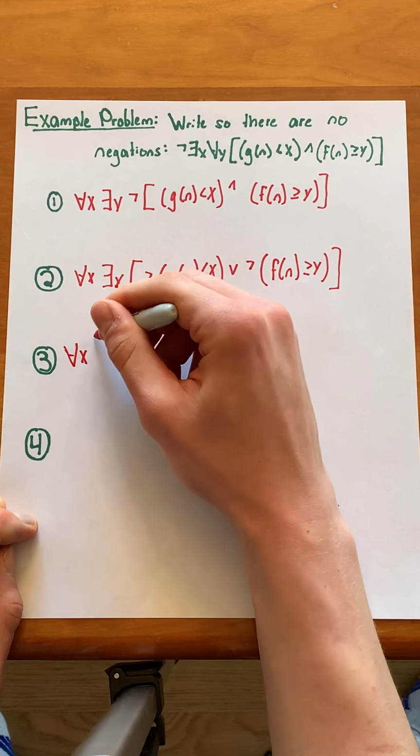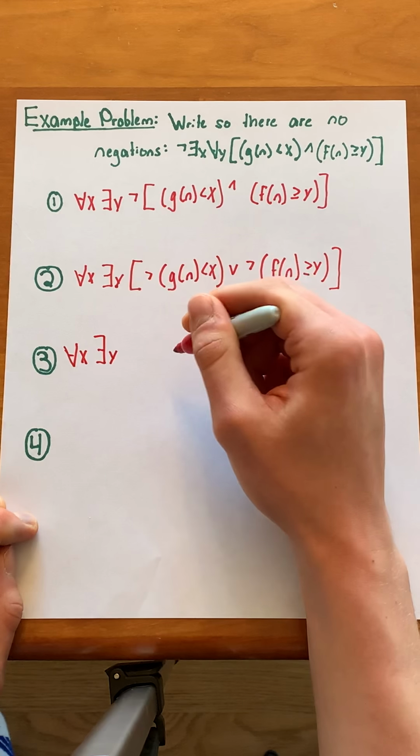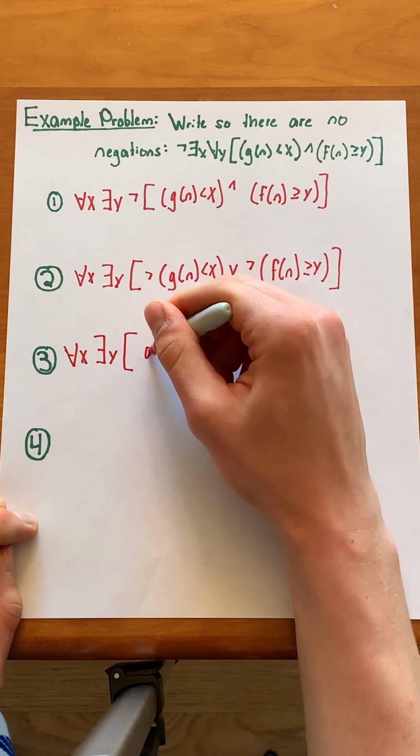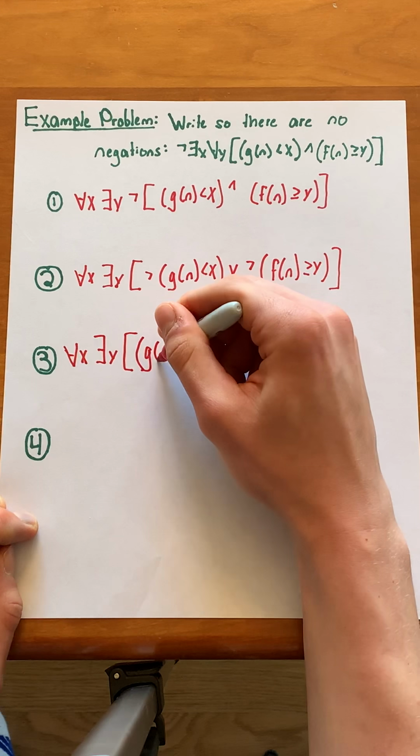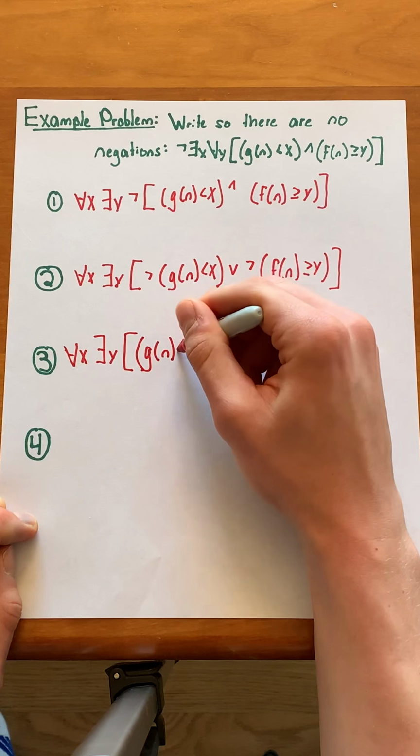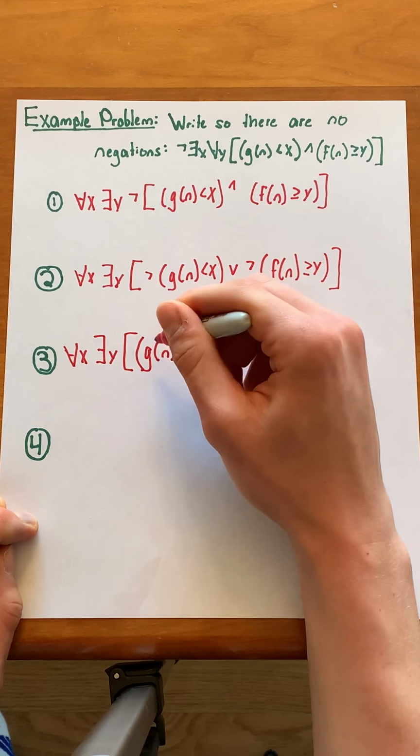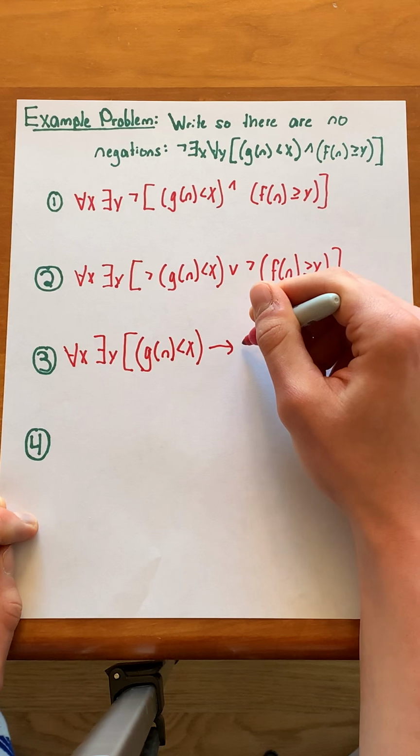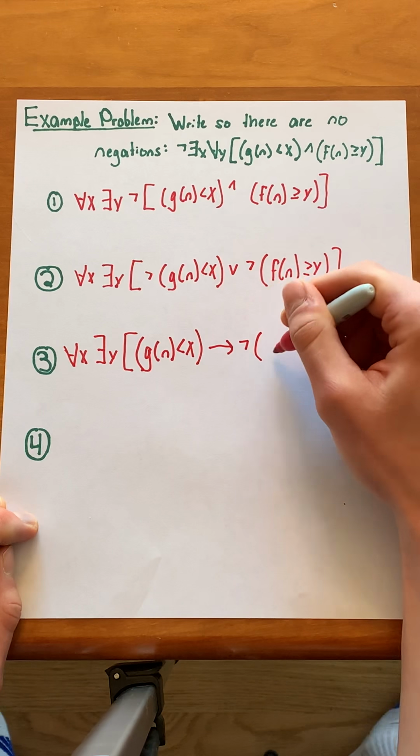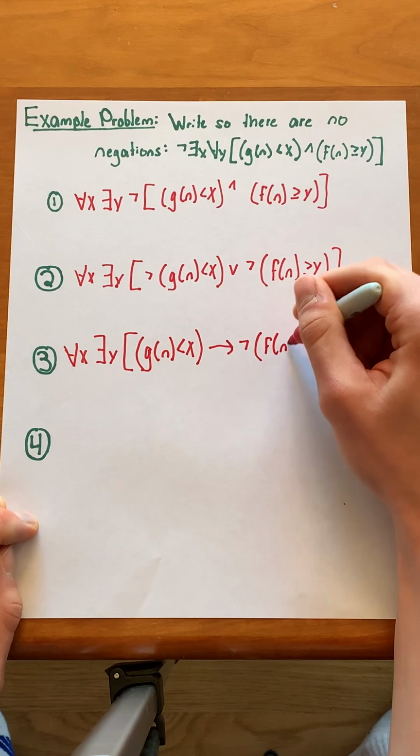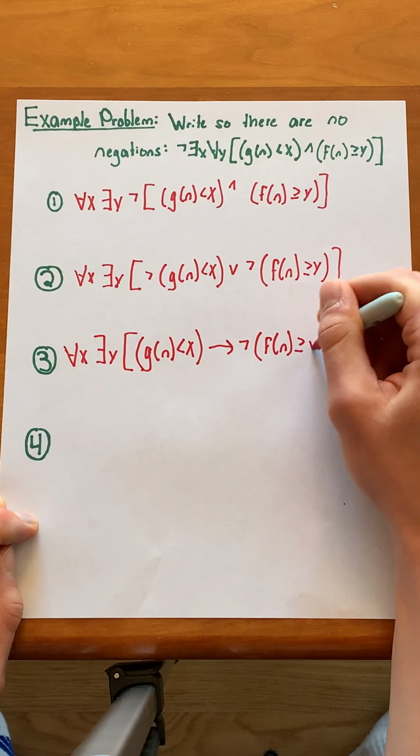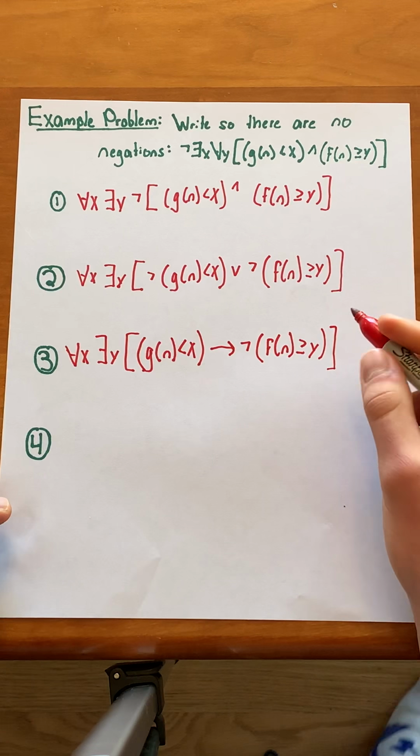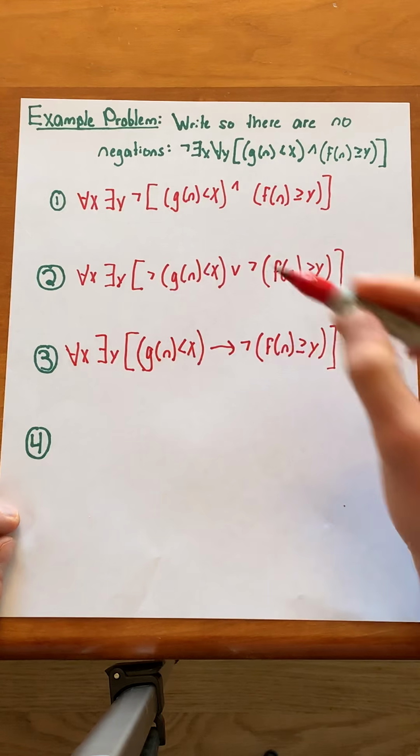For every x, there exists some y such that if g of n is less than x, then it is not the case that f of n is greater than or equal to y. So, by using relation by implication, we're able to get rid of this negation sign.